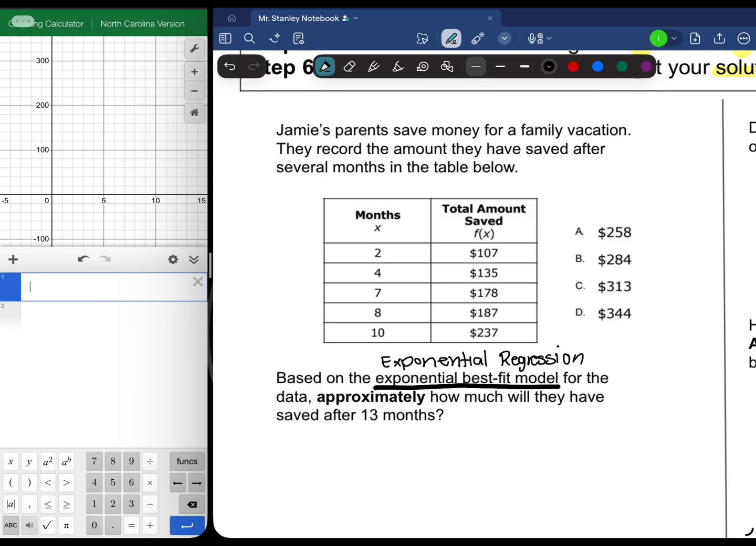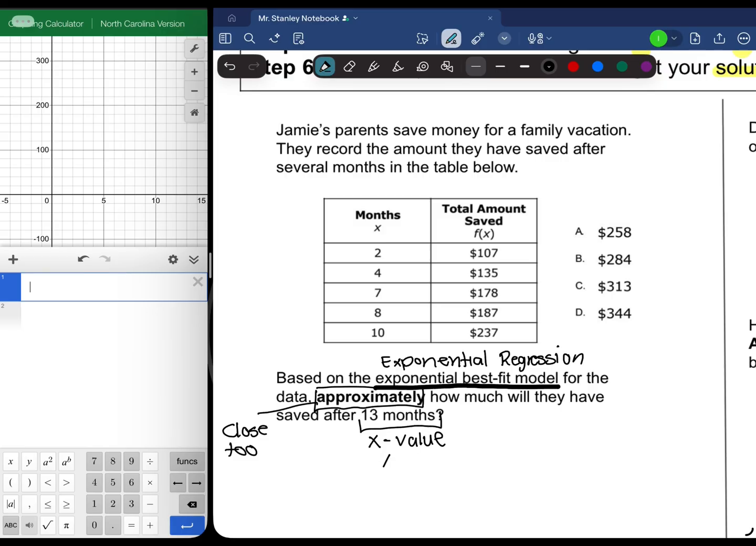Now, from there, we should know that approximately means that we're going to get close to the answer. It's not going to be exact, it's just going to be close. Okay. And then the last thing it says, we need to find out how much they will have saved after 13 months. Now, if we look at 13 months, the month column is the X value. So this time they gave us our X value.